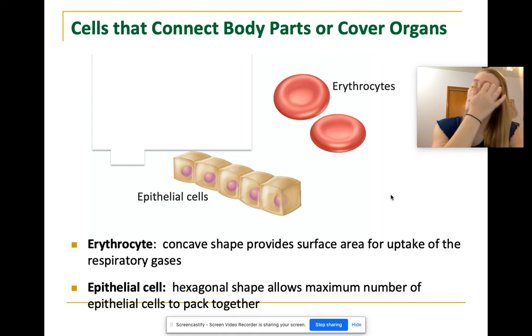Our erythrocytes are our red blood cells, which are concave. I know that I've talked to you about this because they are concave because they need to transport oxygen throughout the body. And the structure of this actual red blood cell helps it do its job in a more efficient manner.